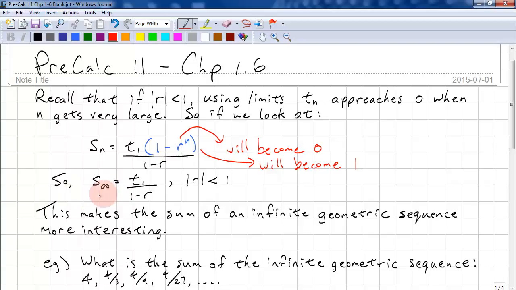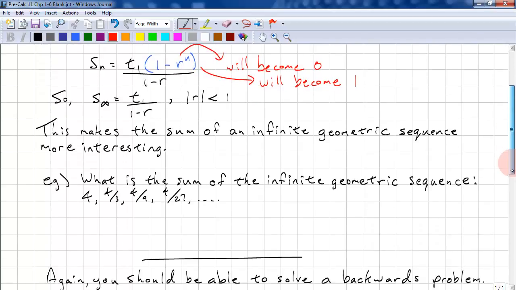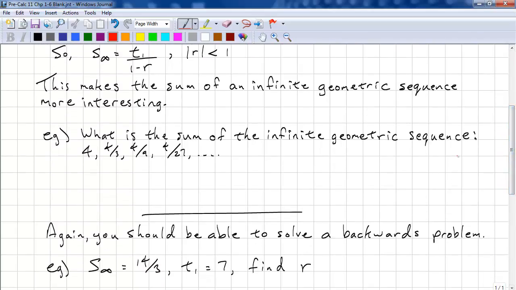So S infinity equals T1 over 1 minus r. That's only if the absolute value of r is less than 1. So this makes the sum of an infinite geometric sequence more interesting. For example, what is the sum of the infinite geometric sequence 4, 4/3, 4/9, 4/27, and so on?